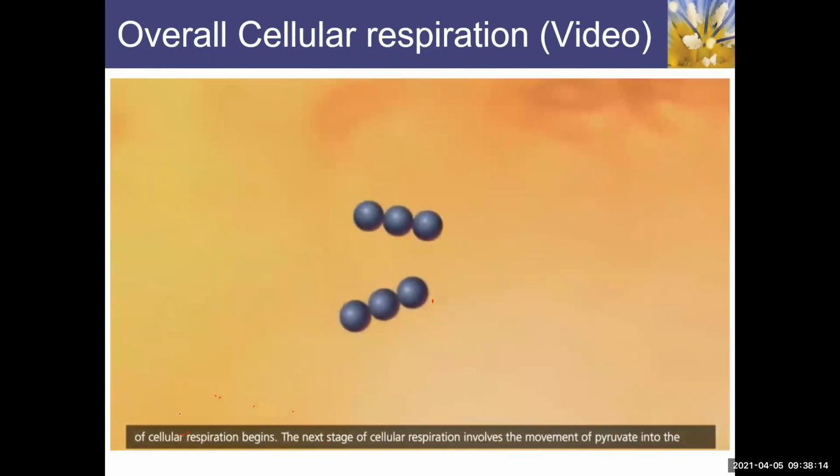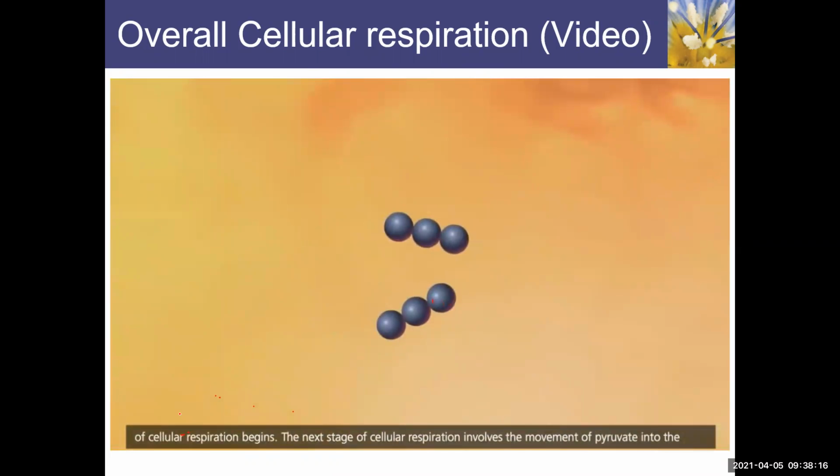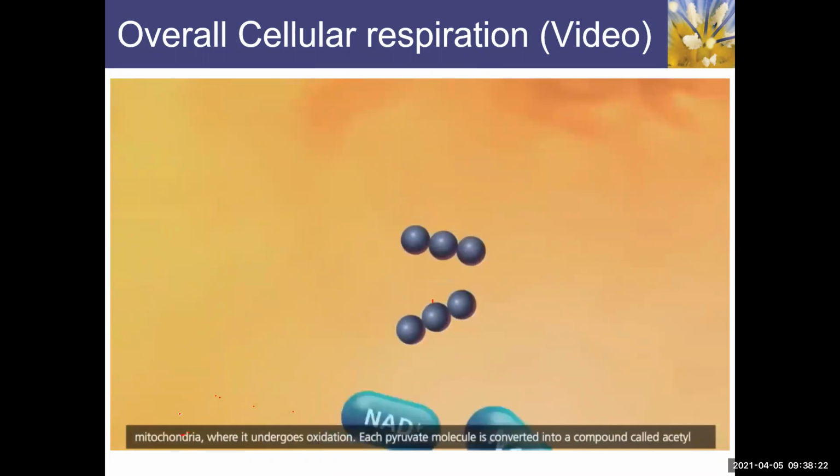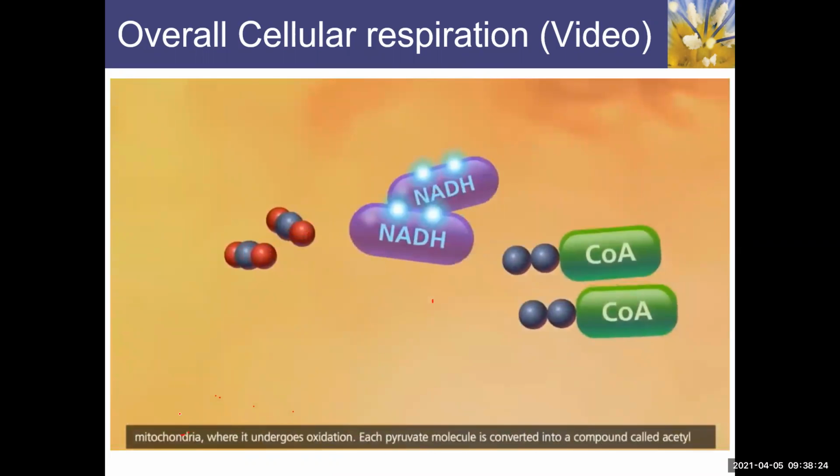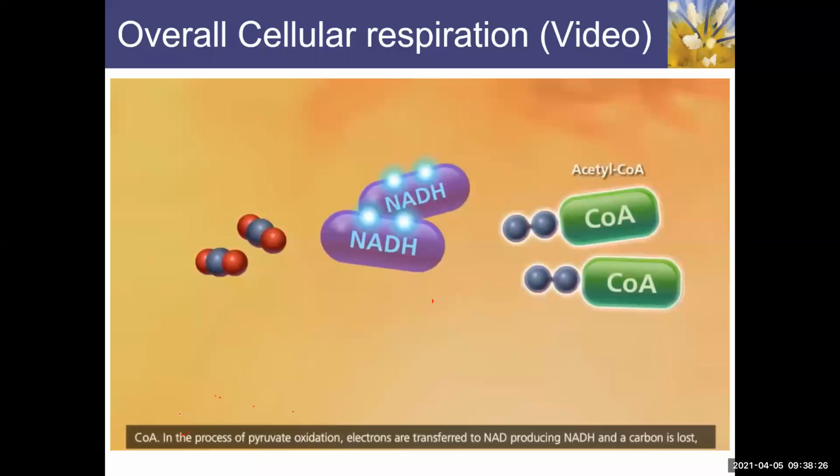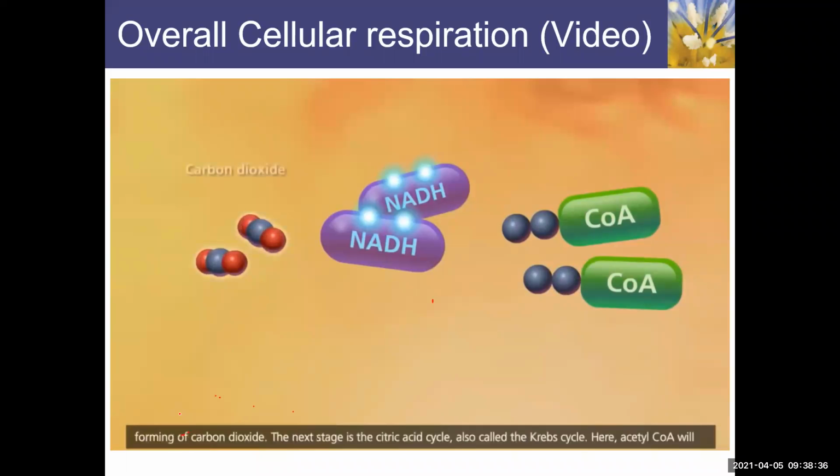The next stage of cellular respiration involves the movement of pyruvate into the mitochondria, where it undergoes oxidation. Each pyruvate molecule is converted into a compound called Acetyl-CoA. In the process of pyruvate oxidation, electrons are transferred to NAD, producing NADH, and a carbon is lost, forming carbon dioxide.